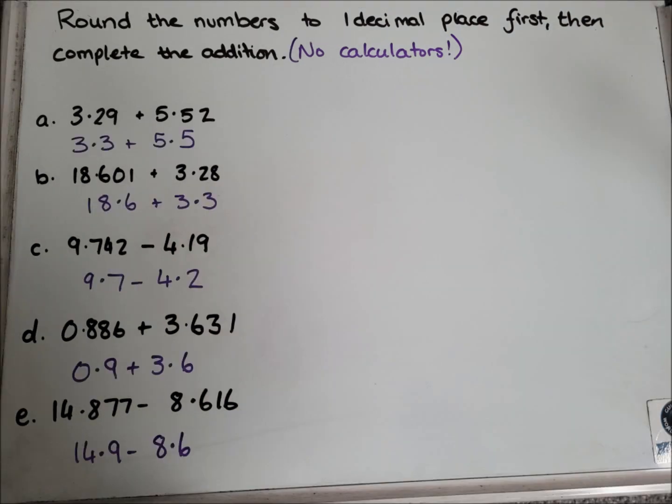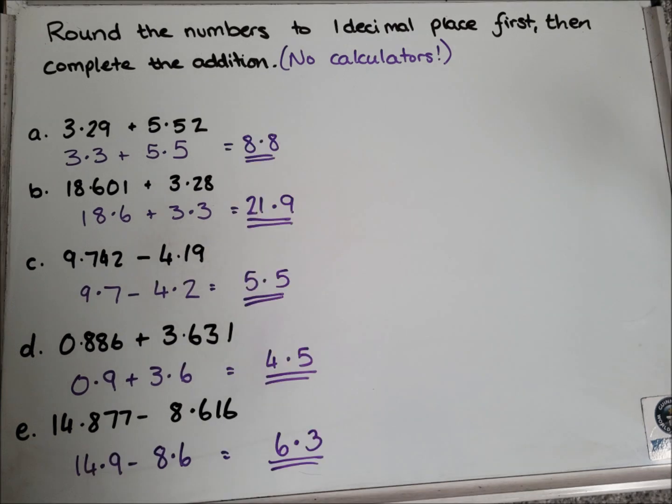Okay, let's have a look at how we should have rounded them first. So the first one, we should have had 3.3 plus 5.5. B, we should have had 18.6 plus 3.3. Then we should have had 9.7, take away 4.2. Then D, 0.9 plus 3.6, sorry. And then for E, it was another subtraction sum, so it was 14.9, take away 8.6. So that should be how you rounded it first of all. Let's have a look at the answers.